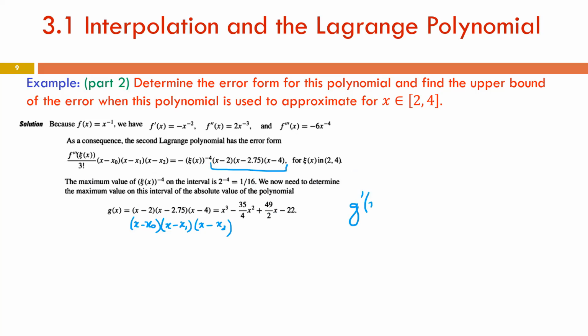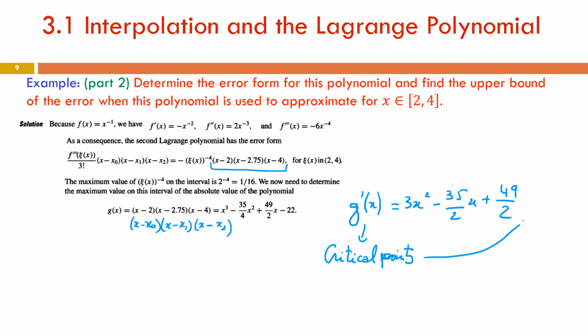So we have to determine the derivative, which is 3x squared minus 35 over 2 x plus 49 over 2. And then we have to find critical points. How do we find the maximum or minimum of a function? By trying to find the critical points. What does critical points mean? It means when the derivative is 0. You can use your calculators here to find the critical points of this function, since it's an equation of degree 2. So we can solve it using a calculator. You can try it.